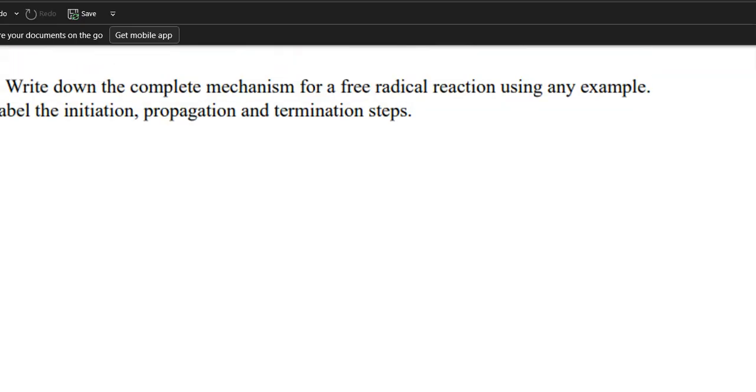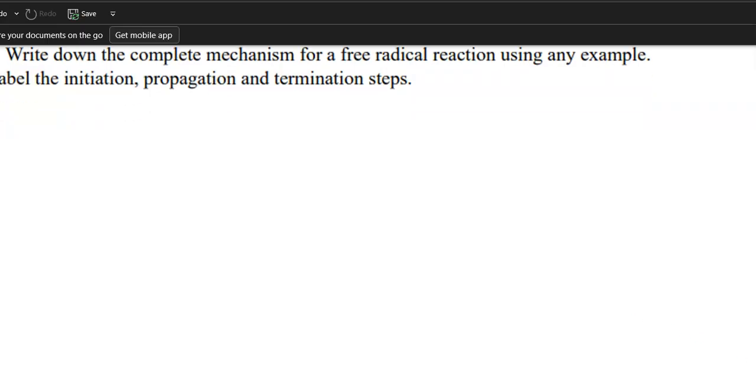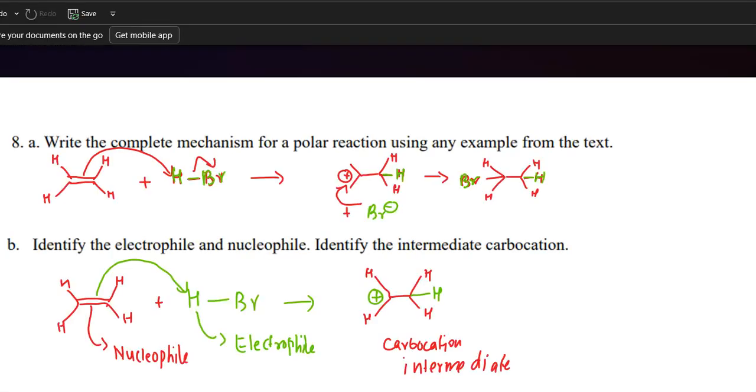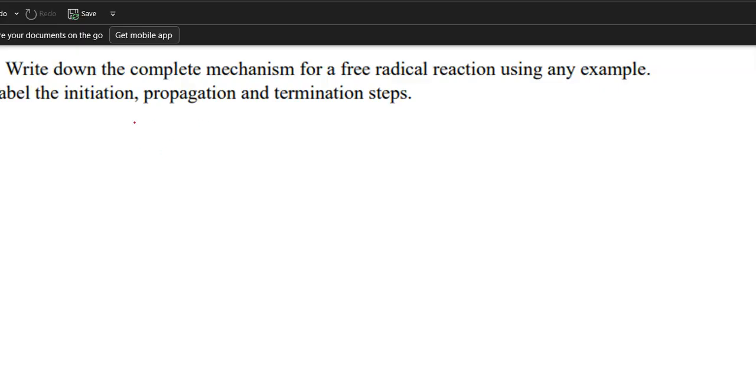Okay, then it's asking write down here the complete mechanism for a free radical reaction using any example. Label the initiation, propagation, and termination steps. So we can take the example here, maybe this one, where you have an alkane reacting in presence of light and halogen, say bromine, to give this product. Okay, so if we take this example, then you can do the different steps for it.